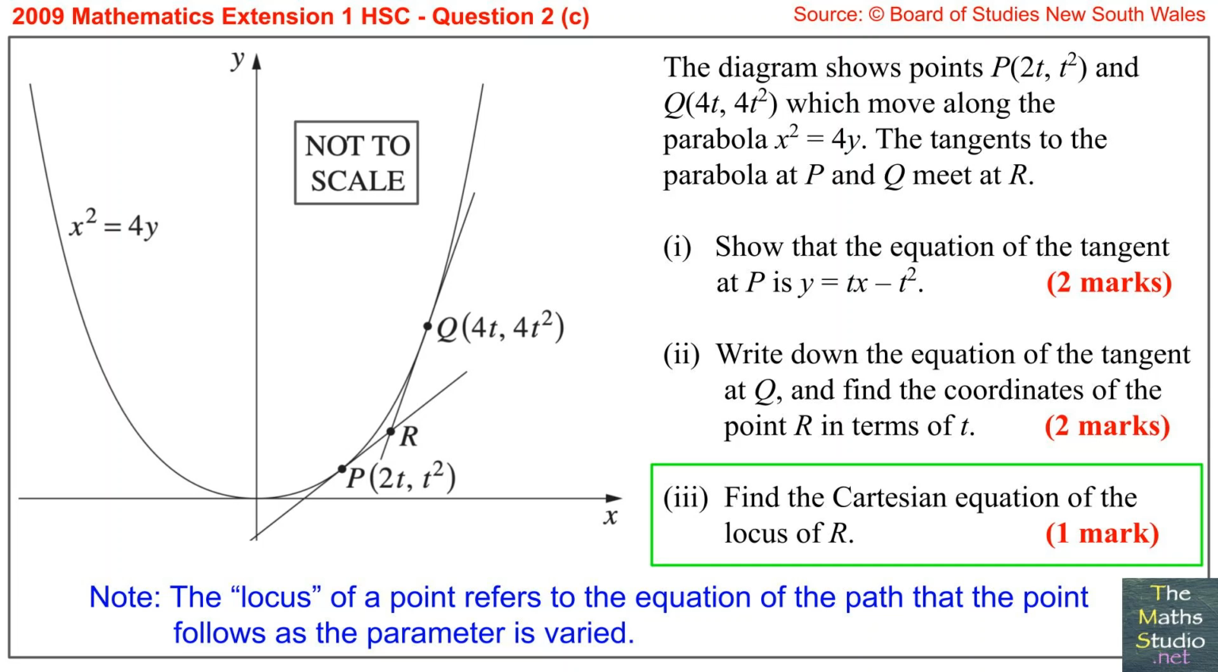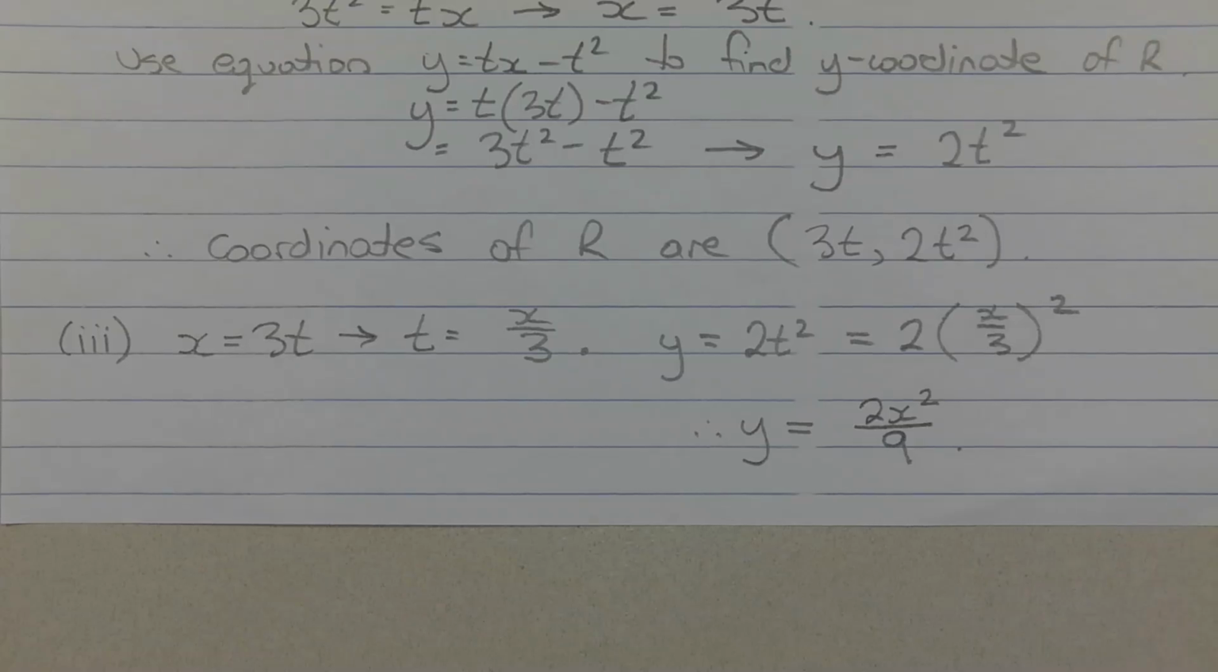Part 3. Find the Cartesian equation of the locus of R. Note, the locus of a point refers to the equation of the path that the point follows as the parameter is varied. Find the Cartesian equation of the locus of point R by solving the parametric equations simultaneously. And we do that by eliminating the parameter t by substitution.